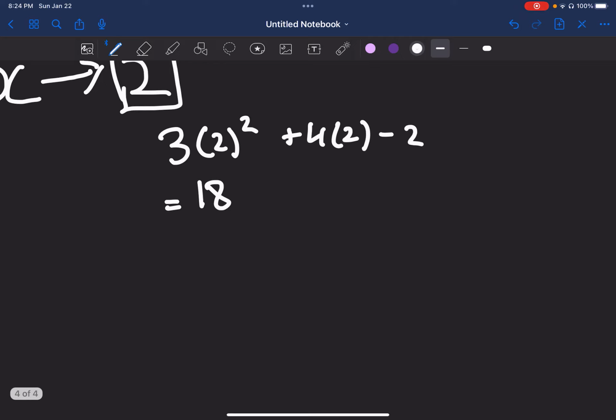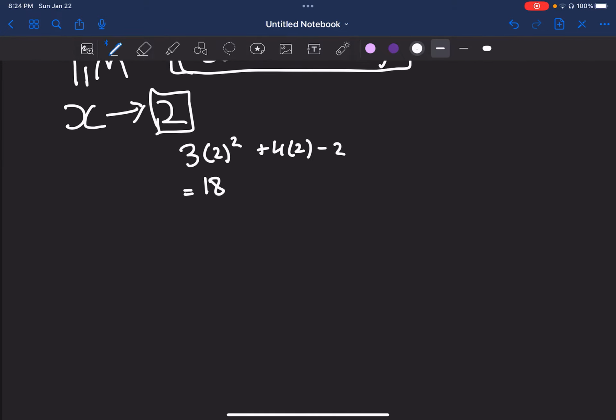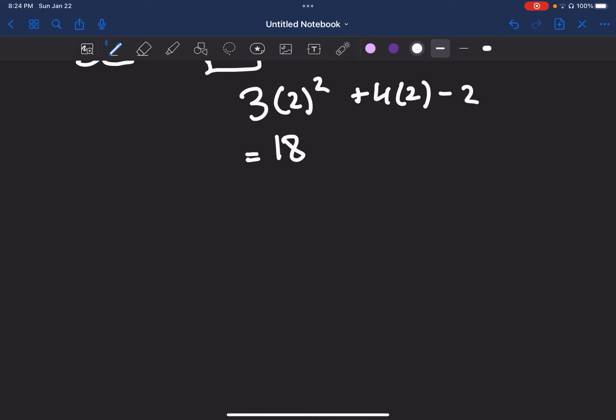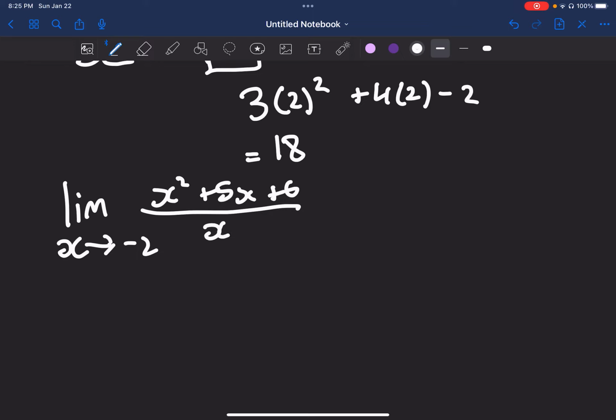Great. Now that you know how to evaluate a limit, I'll only go through one limit question per method of evaluation. So there's another method now. This other method is called the factorizing method. So let's say you have the limit as x tends to negative 2 of x squared plus 5x plus 6 over x plus 2.